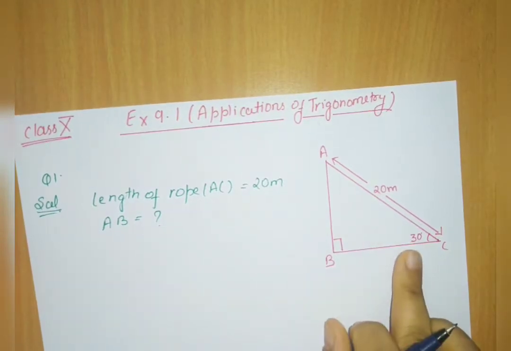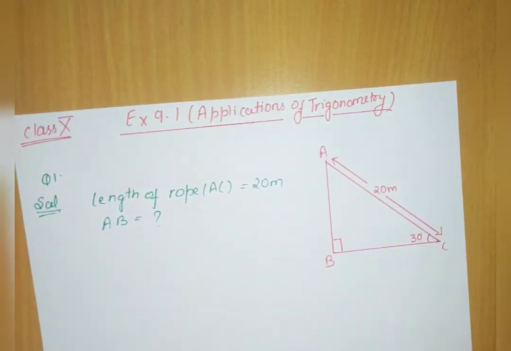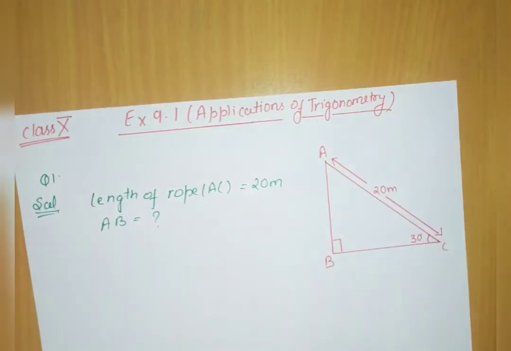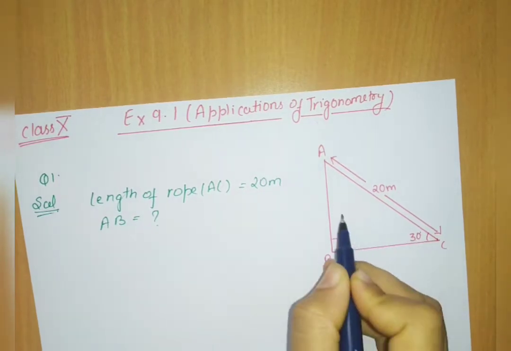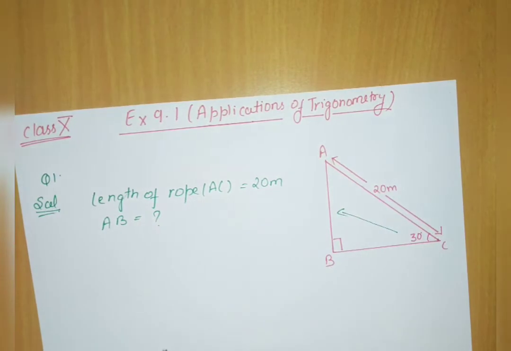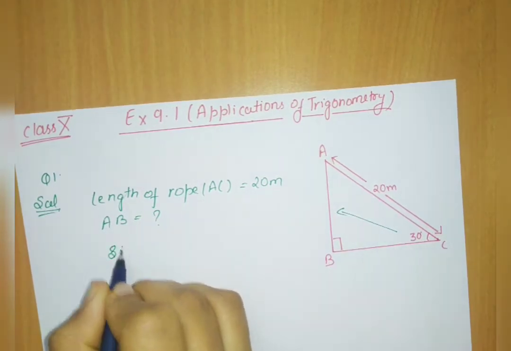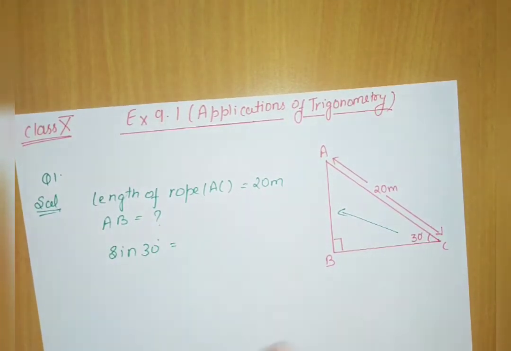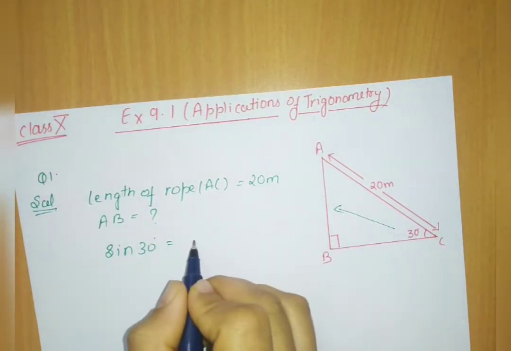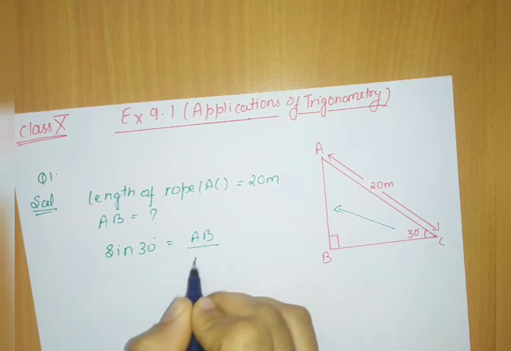Now see, one angle I have, that is 30 degrees. Now you yourself think, what should I use? Whether I can use cos or sine, because hypotenuse we have, so we can use either cos or sine. But I just want to know AB. So this is the angle, and for this angle this will be the opposite side. So here I can use sine 30. Sine 30 is basically opposite side divided by hypotenuse. So here I can write AB by AC.